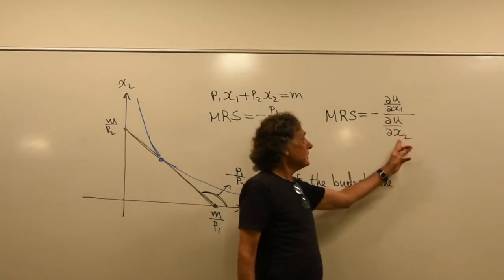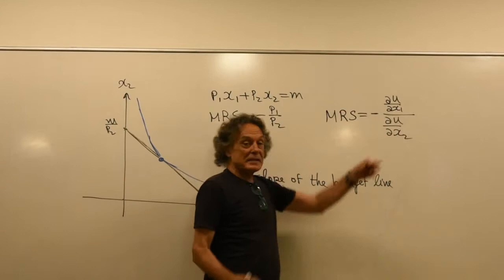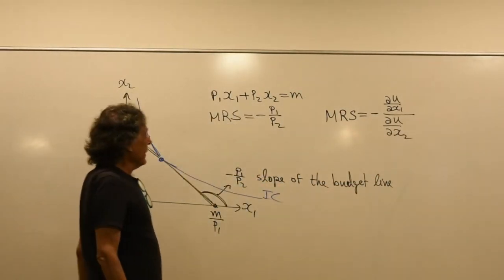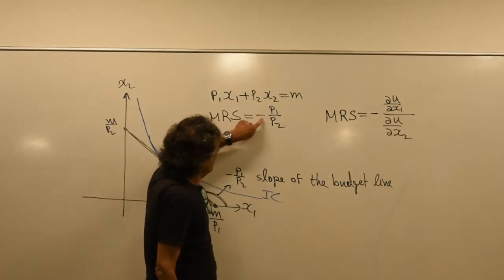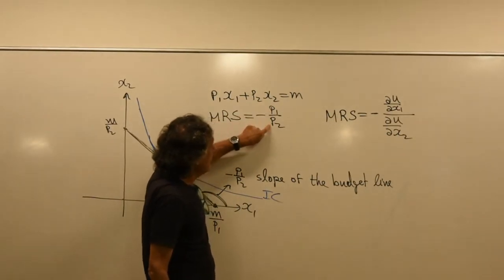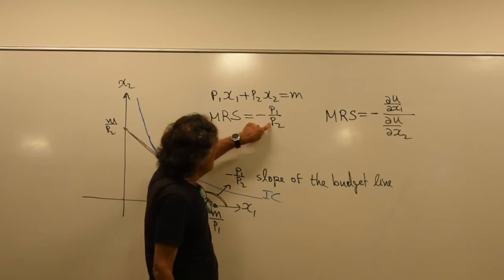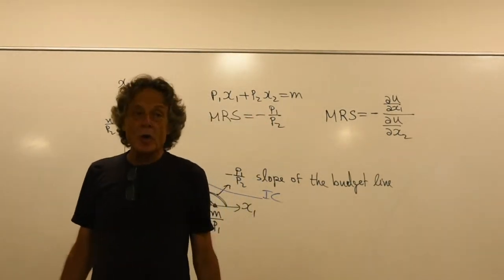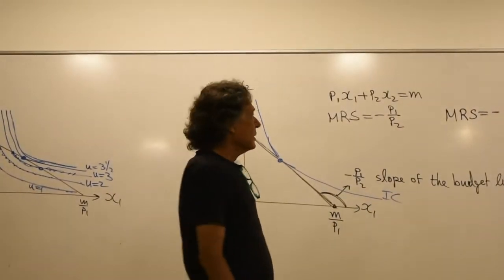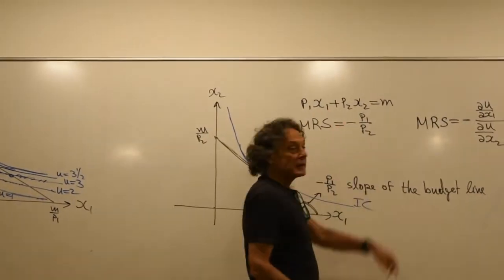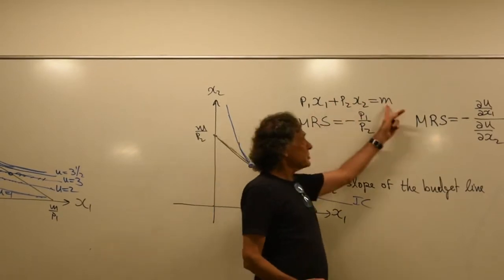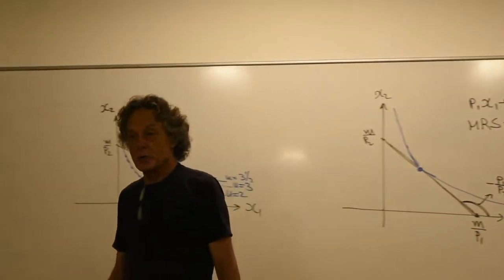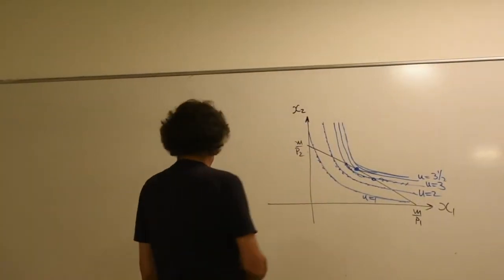Once I compute it, it will be something that depends on x1 and x2. And therefore, I will set it equal to negative p1 over p2. And p1 and p2 are given. So I'll get one equation with two unknowns, x1 and x2. And then I have the budget line, which is another equation, and I will be able to solve. Let me make an example.